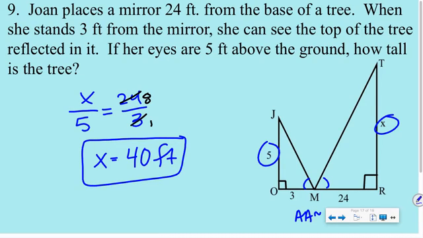About, because they made reference to the fact that they're measuring from Joan's eyes, and hopefully Joan's eyes aren't on the top of her head. So this is just a little bit shorter than 40 feet.